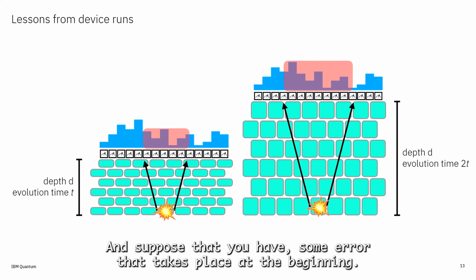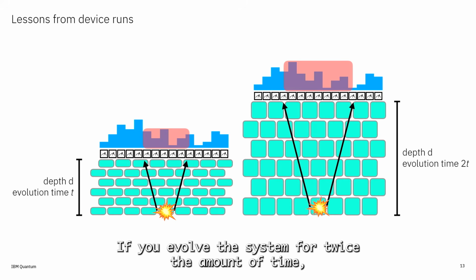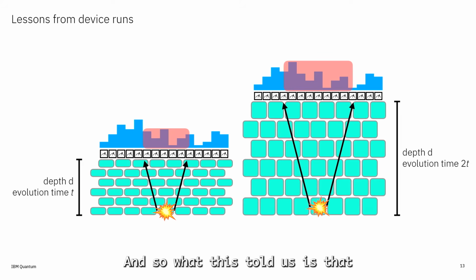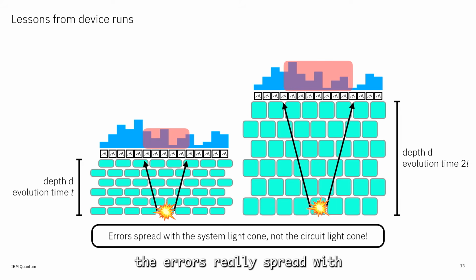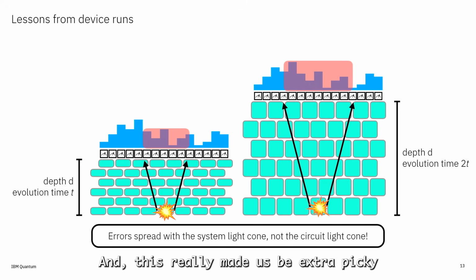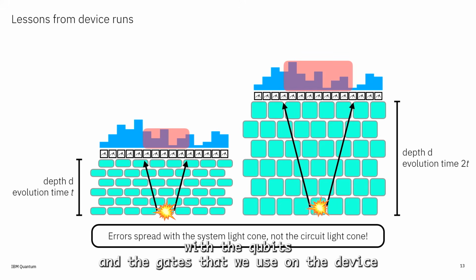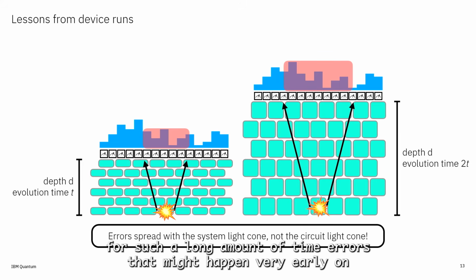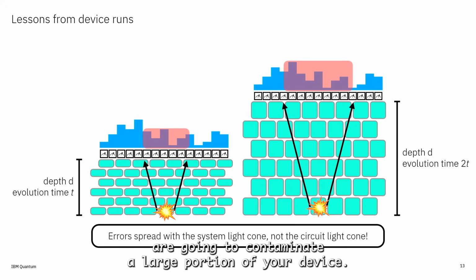And suppose that you have some error that takes place at the beginning. If you evolve the system for twice the amount of time, the error can contaminate proportionally more measurements that you do at the end. And so what this told us is that the error really spreads with the simulation light cone and not with the circuit light cone. And this really made us extra picky with the qubits and the gates that we use on the device, to avoid this situation where, because we're evolving for such a long amount of time, errors that might happen very early on are going to contaminate a large portion of your device.